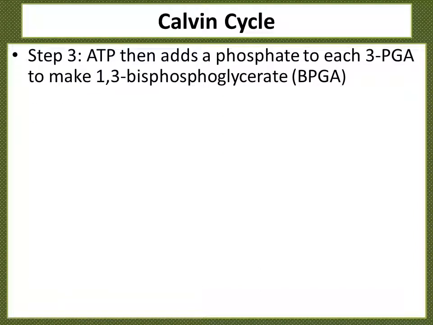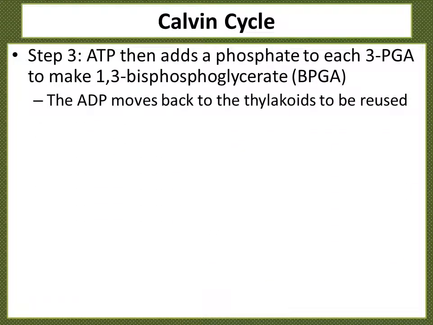Once the 3-PGAs are formed, ATP is then going to lend some of its energy to continue the reactions. ATP is going to add a phosphate to each of the 3-PGAs, and what you form is called 1,3-bisphosphoglycerate, BPGA. Thank goodness for abbreviations, right? So ATP adds a phosphate to each of those 3-PGAs to make BPGA. The ADP then moves back to the thylakoids. Remember, once you use ATP, it becomes ADP, and it moves back into the thylakoids to be reused.